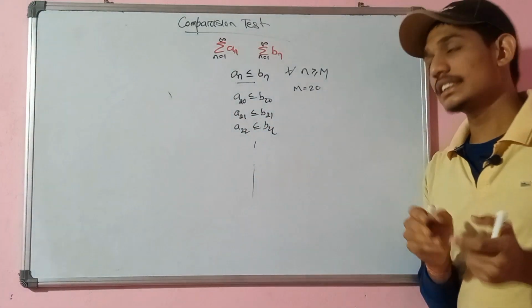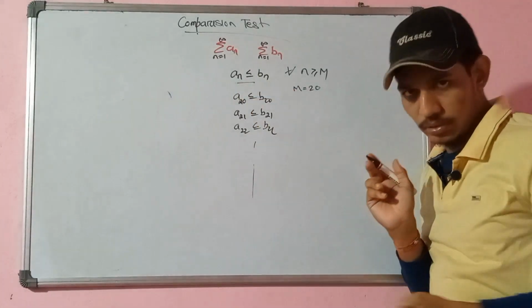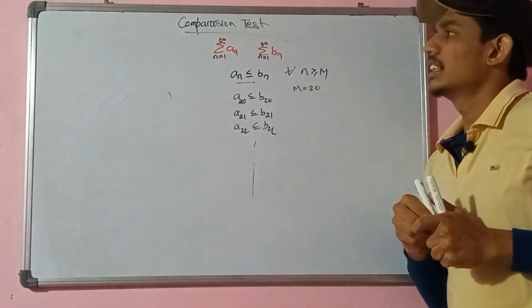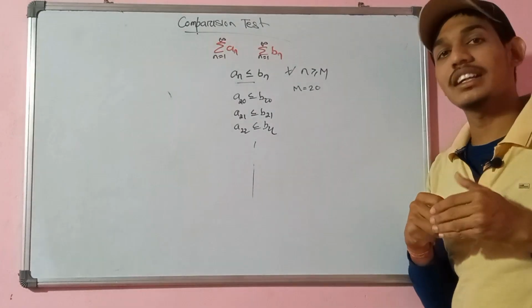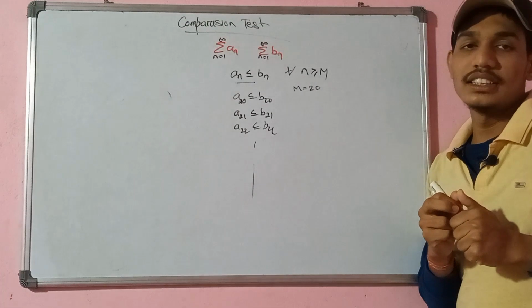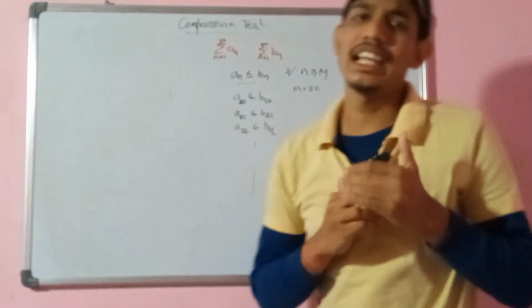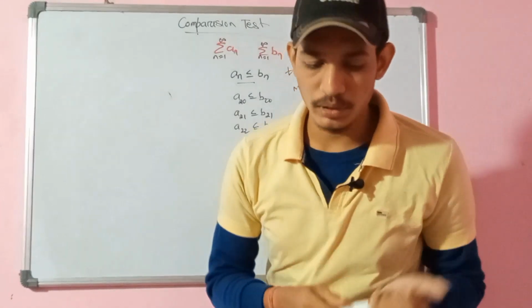It will continue like this. Hopefully it is clear to you. Now come to convergent or divergent, meaning whether my series will converge or diverge. Before going to that, let's understand by an example.